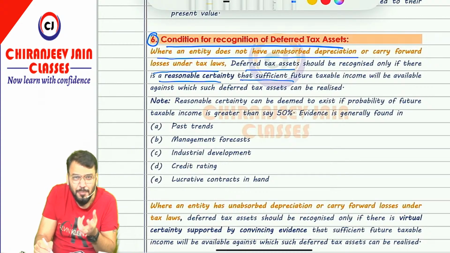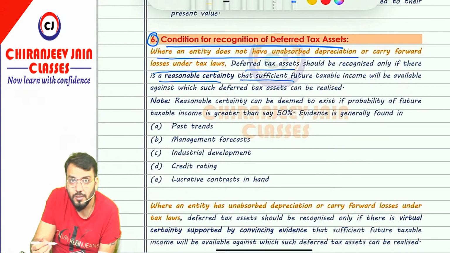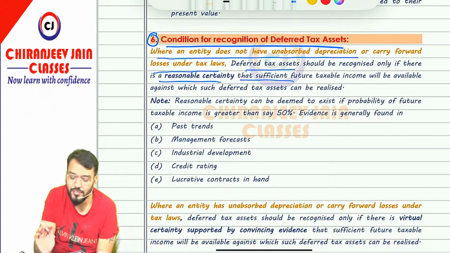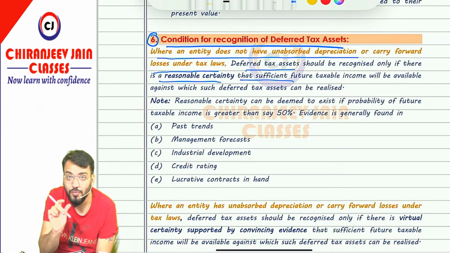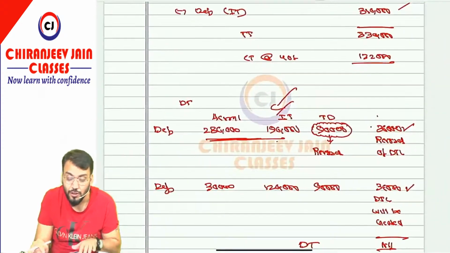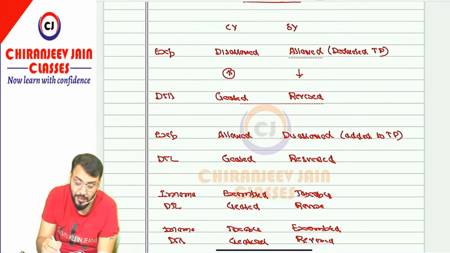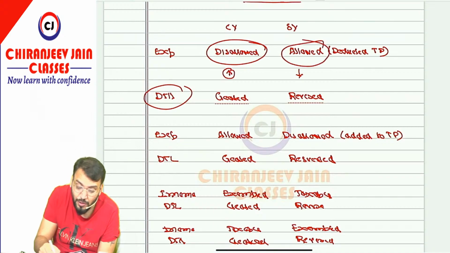Correct. So if you are a profit making company, DTA means what? Some expense which has been disallowed will be allowed. Are you able to understand? So you need to understand first this point, when you are creating DTA, that I have already explained. This point is very important: DTA will be created when some expense is disallowed in current year, which will be allowed in future.